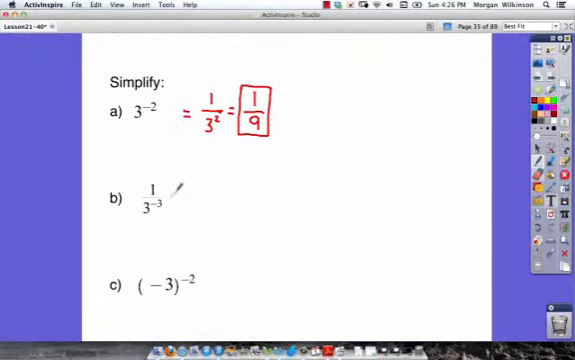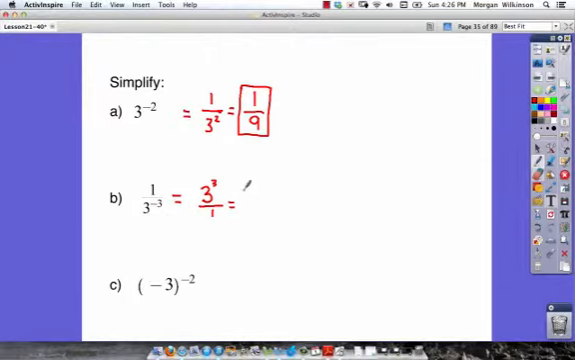Our next problem, we have 1 over 3 to the negative third power. What is this going to be equal to? Well, if we're looking at this problem, we want to make our negative power positive, so we're going to have to move the whole expression up into the numerator. So we're going to get 3 to the third power. That could be 3 to the third power over 1. You could write it like that since we're switching its spot from the denominator to the numerator to get rid of the negative.